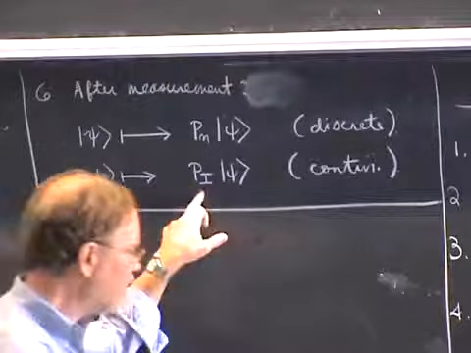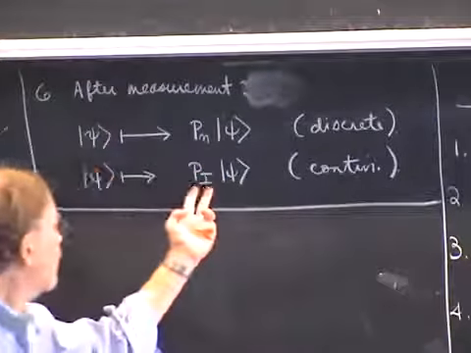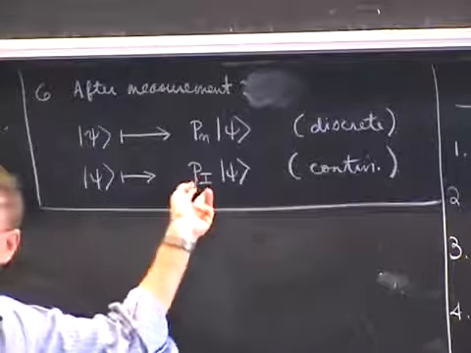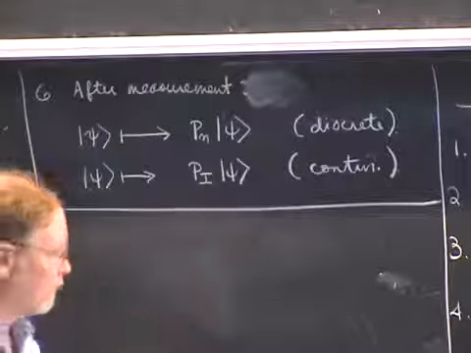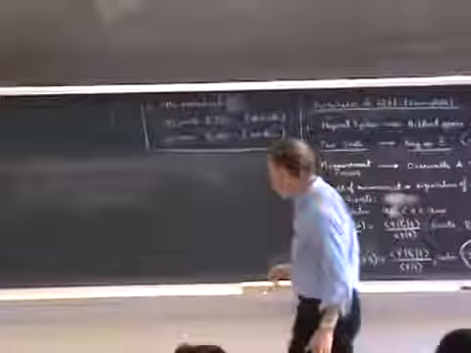Likewise, in the continuous case, if we've measured A lies in a continuous interval, then the projection operator is the one that corresponds to the continuous interval. All right. So those are the postulates, now in their incomplete form.